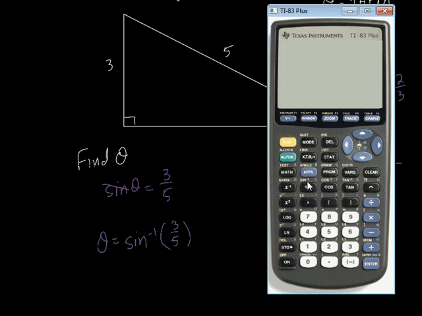So if it's in yellow, what do I have to do? Second function. Very good. Now watch. There's two different ways to do this depending on what calculator you're using. On this calculator, you actually do it just like the way it's written. You hit sine to the negative first. So how do I hit sine to the negative first? Second function, sine. You see it? It puts it right there on the calculator.